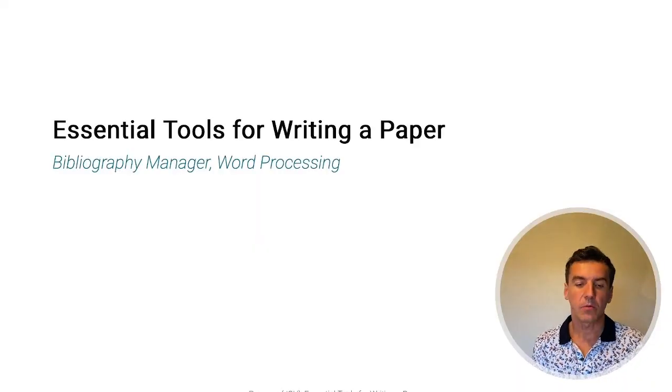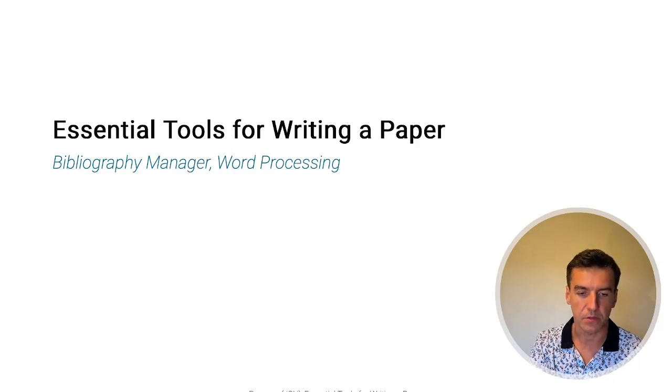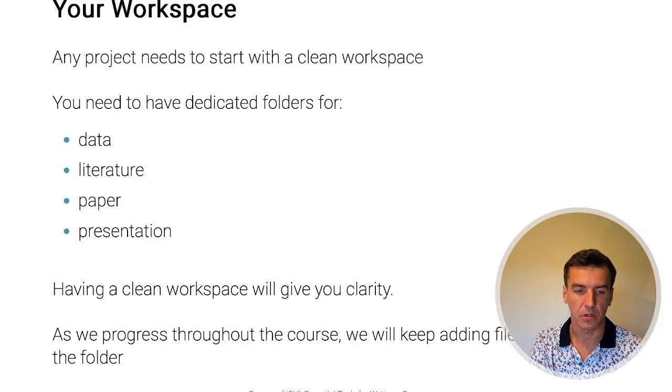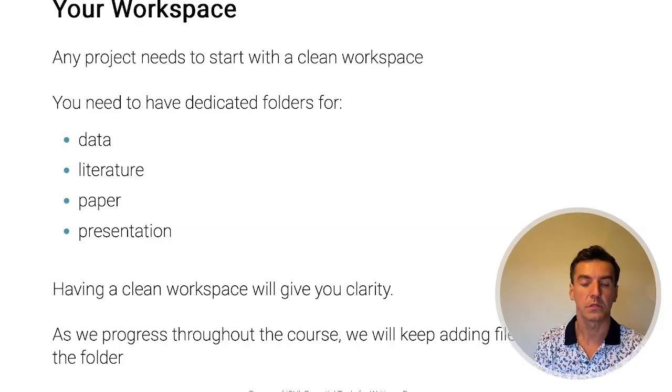Okay, so today I would like to talk to you about essential tools for writing a paper. So I'm going to go over the bibliography manager, so the best citation software, or the software that I use in my research, and then a word processing tool that's going to allow you to produce both Word documents and PDF documents. I think the most important part before we even get going is to have a clean workspace.